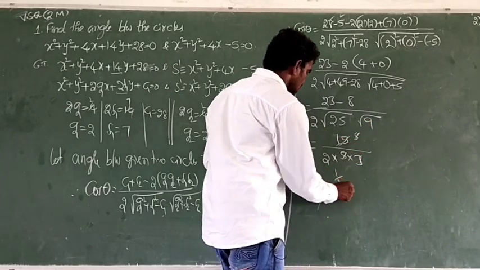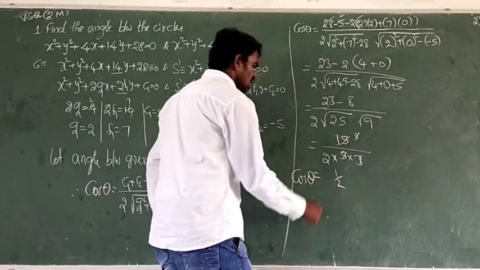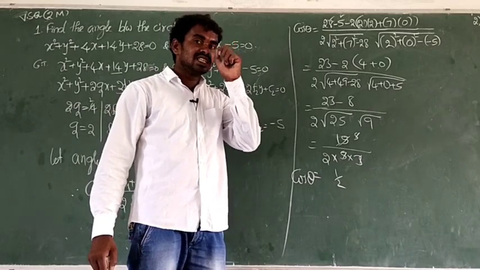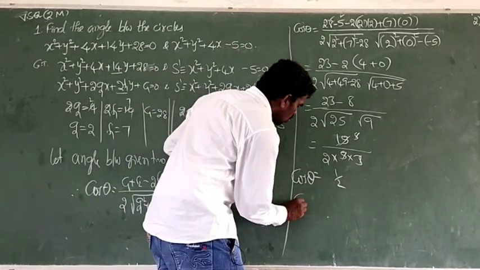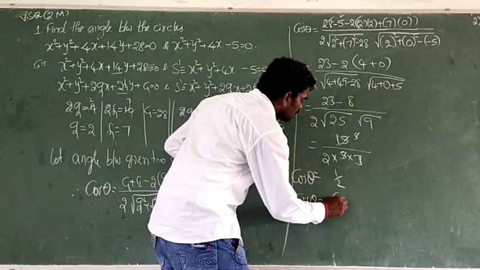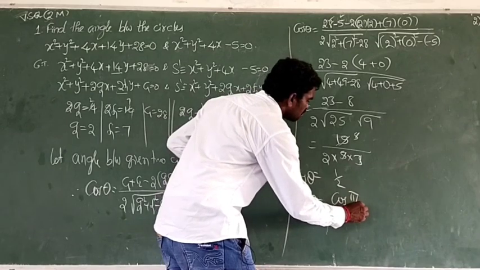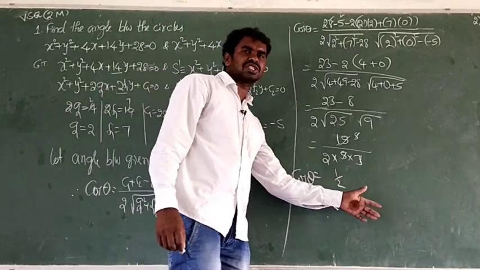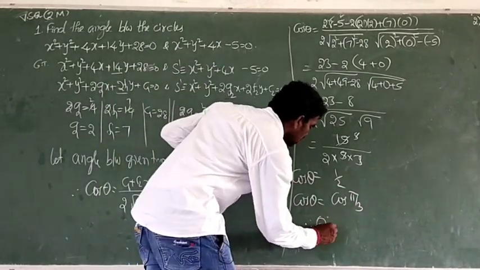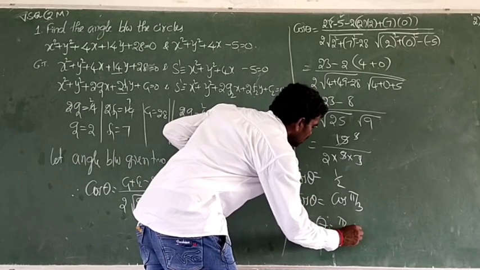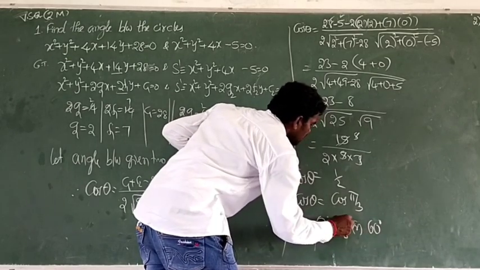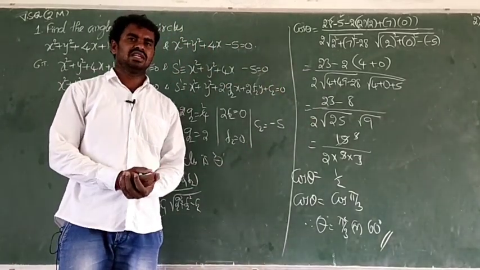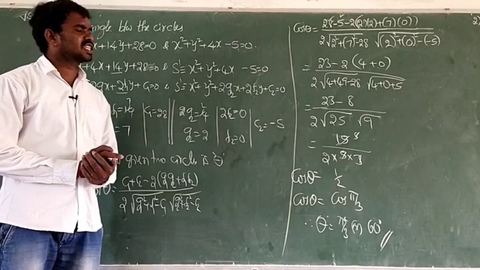So 1 by 2 is there, which is called cos theta. When cos value is 1 by 2, cos 60 is 1 by 2, very good. So, instead of 1 by 2, I am going to write cos 60. 60 means pi by 3, am I right? 180 by 3, okay. Or you can write 60 also. So, therefore, theta is pi by 3 radians or 60 degrees. Anyway, you can express the answer. Is it clear? Can I give one more question of the same type?